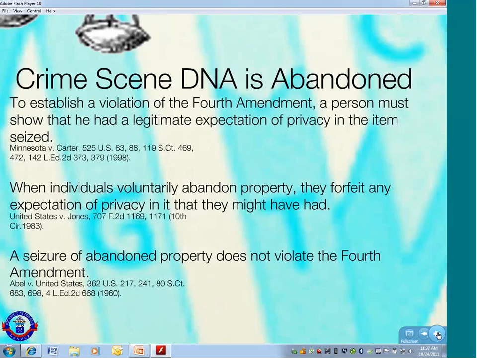I've never heard a defense attorney argue that there's an expectation of privacy in DNA that we find in a rape kit, in blood that we find at a crime scene. That is abandoned property as far as the DNA goes. And so the individual that left it there has no reasonable expectation of privacy and therefore has no standing to challenge a familial search.